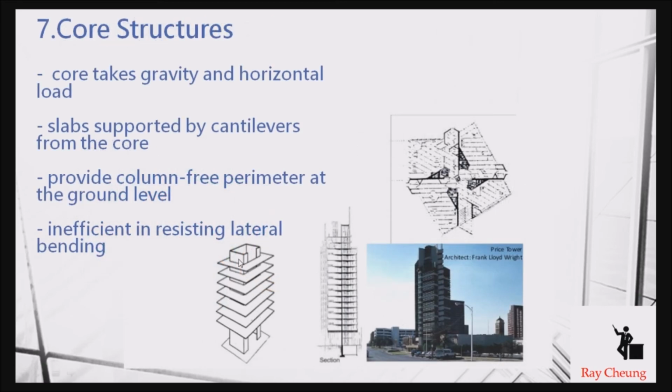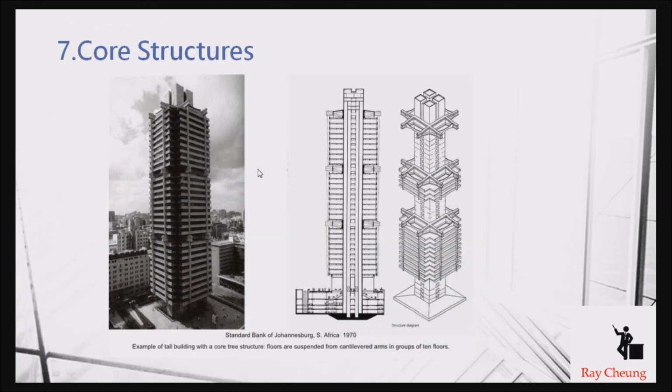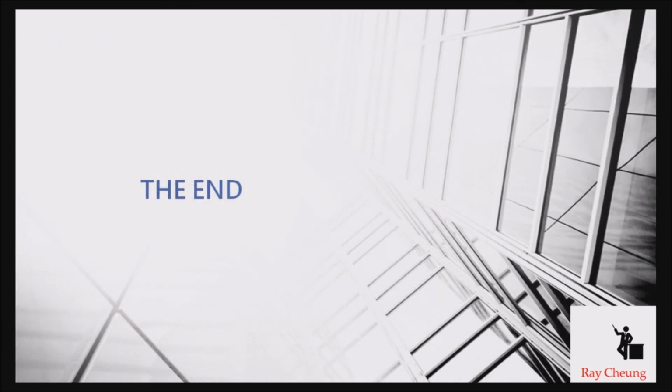That means they do not have any columns below. They just provide the core to take the vertical load and lateral load. Sometimes they will use a cantilever beam or cantilever slab, and then they have much more column-free space for the end user. Okay, this is another example. You can see at the bottom level, they have a very large entrance, and the column-free space may be very useful. Okay, this is the end of the presentation.